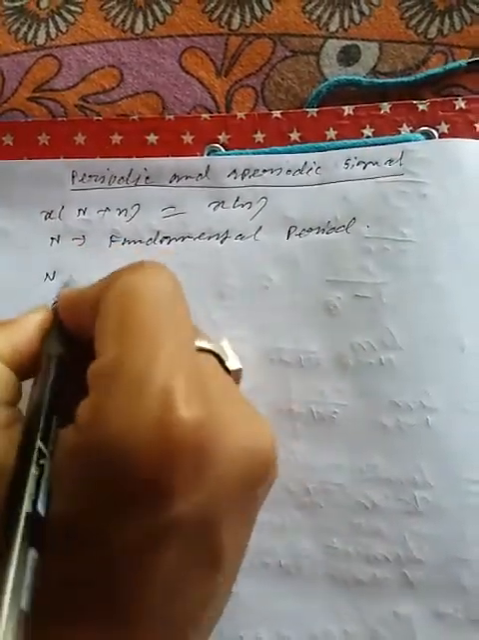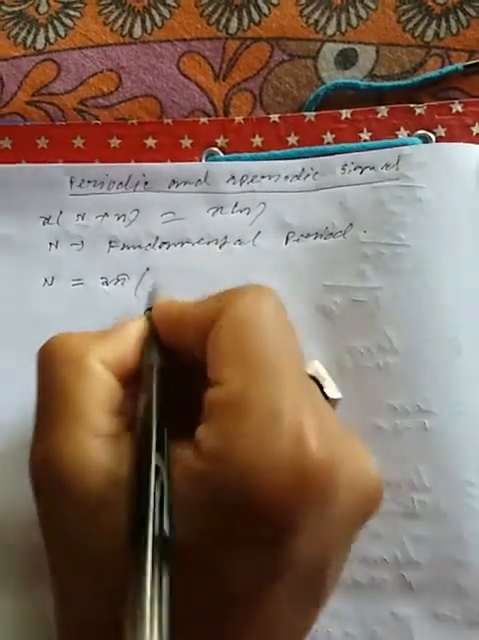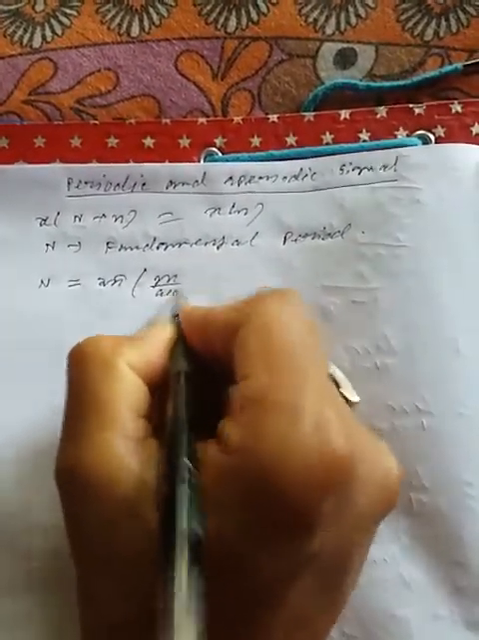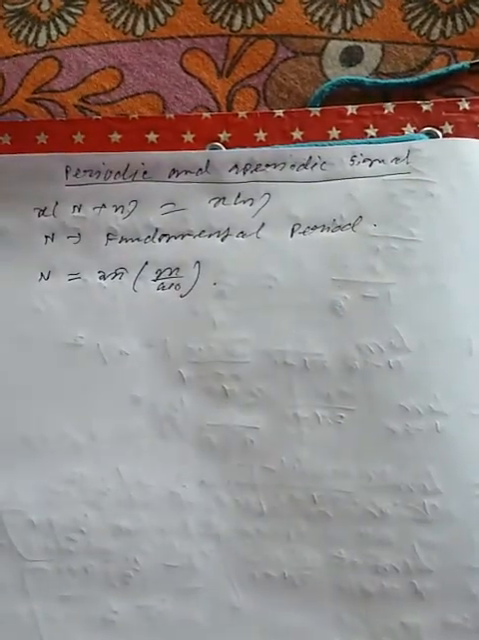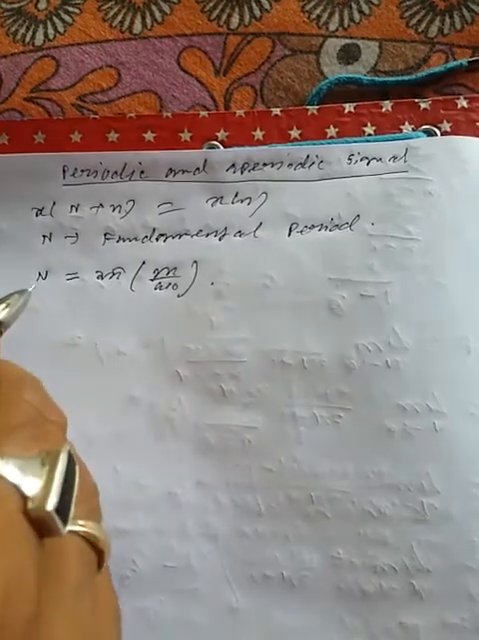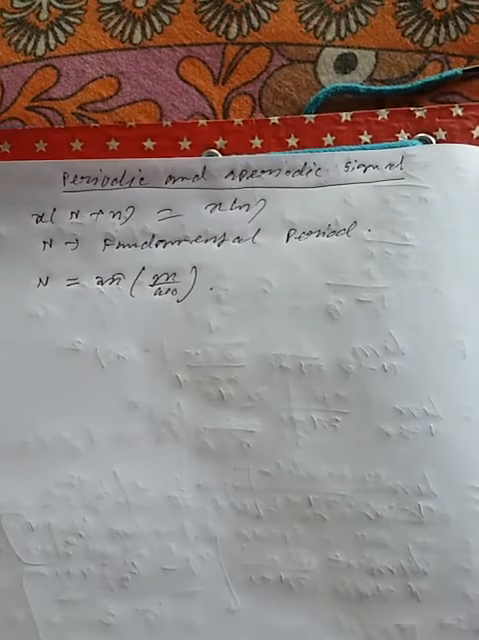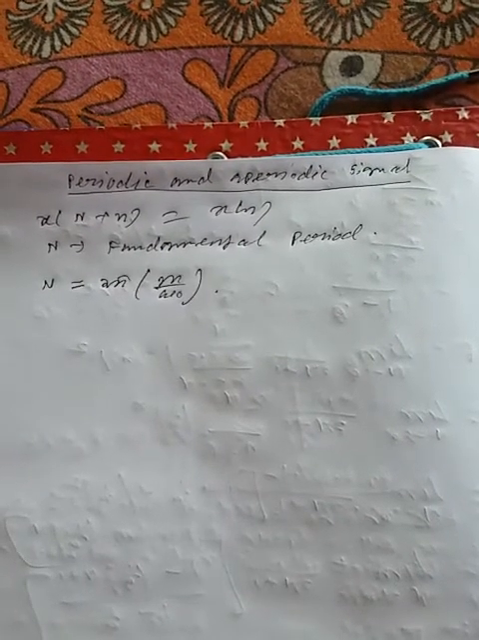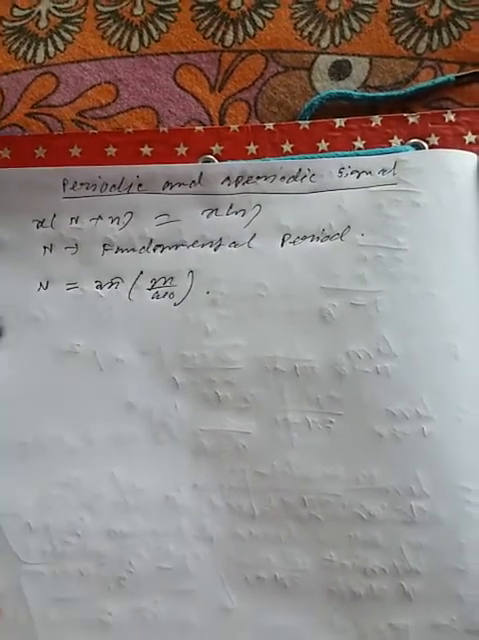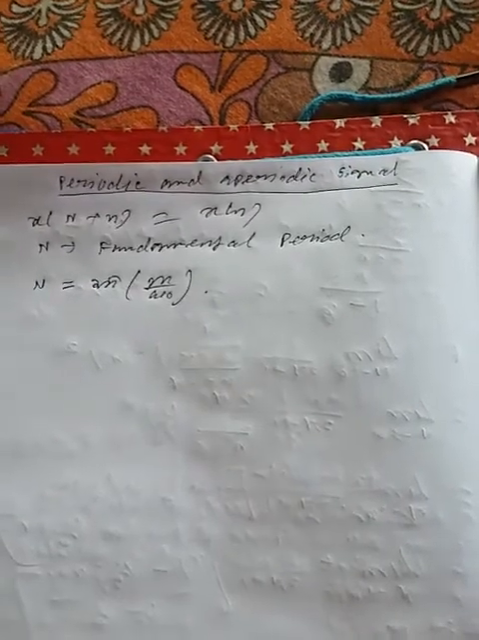Now what is the formula to find the fundamental period of any periodic signal? That is, N = 2π m / ω0, where ω0 is the fundamental frequency of the signal. As this is a recapitulation tutorial, you also know how to derive this formula to find the fundamental period of the signal.